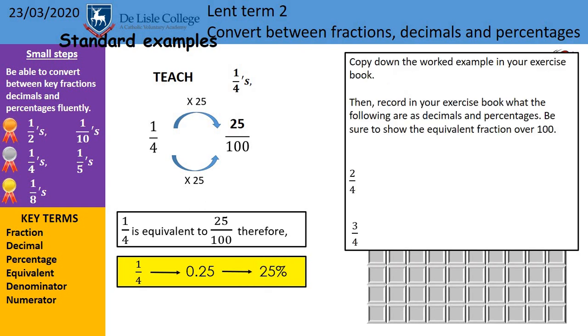Copy down the worked example in your exercise book, then record in your exercise book what the following are as decimals and percentages. Be sure to show the equivalent fraction over 100. Please pause the video whilst you do this.